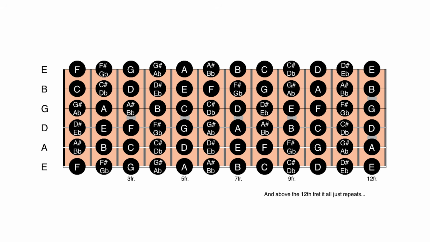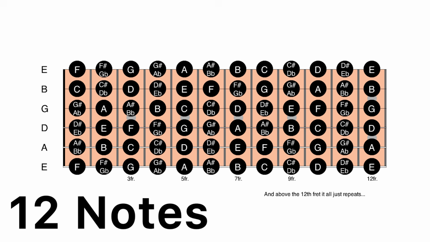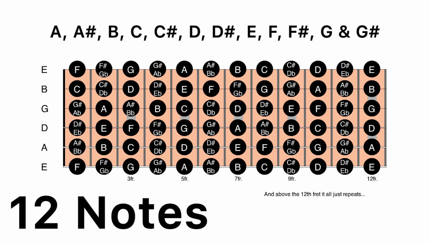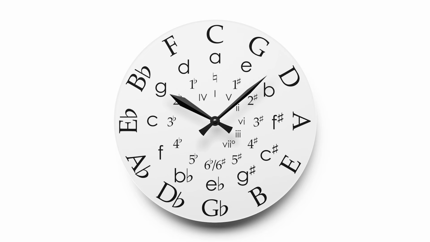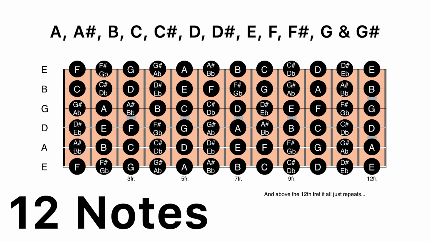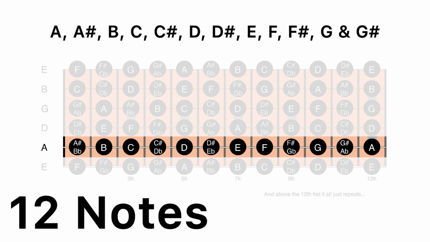The 12 notes. The next thing you need to understand is that there aren't hundreds of different notes on the fretboard. There are only 12. A, A sharp, B, C, C sharp, D, D sharp, E, F, F sharp, G, and G sharp. Then the pattern starts again at A. Think of it like a clock. You go around the 12 numbers and eventually return to the beginning. The guitar works in the same basic way. You move through those 12 notes, and once you've gone through all of them, the sequence repeats. That's what you're seeing when you move up the fretboard. The same group of notes keeps coming back.